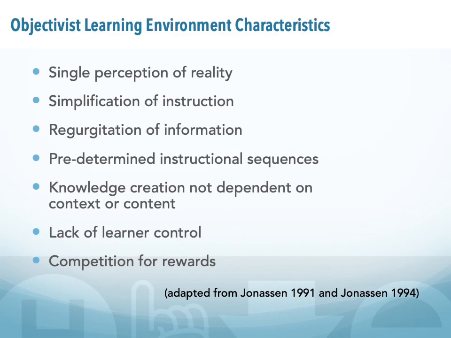So when we apply objectivist principles to a learning environment, what does the objectivist learning environment look like? Learners learn one single perception of reality, which is provided by the instructor. Teachers simplify instruction so that learners learn easier tasks first and gradually build to more difficult ones. Learners regurgitate knowledge given to them, interpreted for them by their teachers. Learners follow predetermined instructional sequences. Knowledge creation is not context or content dependent. Learners lack control over their own learning, and learners often compete for recognition.